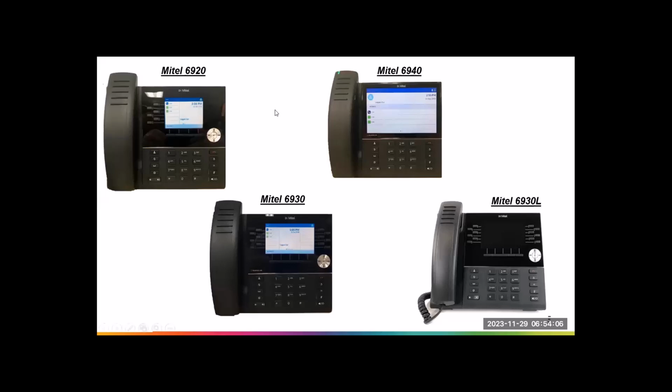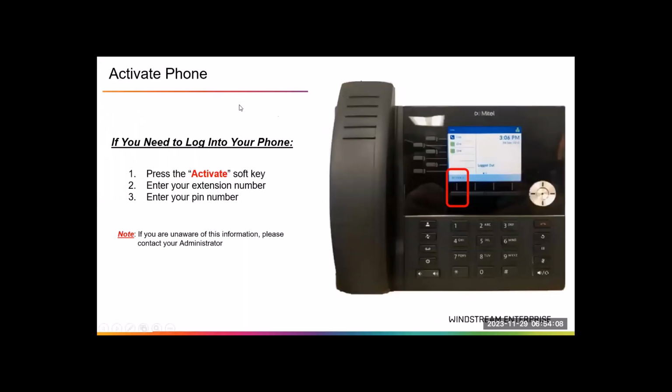Now, I always like to go through the login process just in case you come across a phone that's logged out or you accidentally log yourself out for any reason. If that happens, all you need to do is push Activate on the phone, and then it's going to ask you for two pieces of information. The first thing it will ask for is the extension number that you would like to log into the device. So you enter the extension number on the keypad, and once entered, it will then ask you to enter your extension PIN.